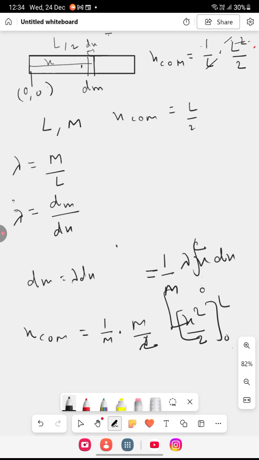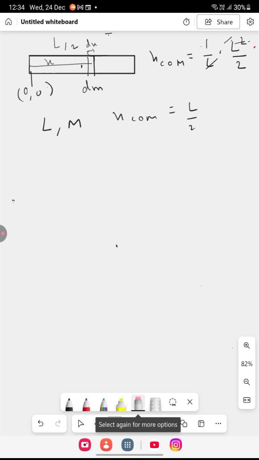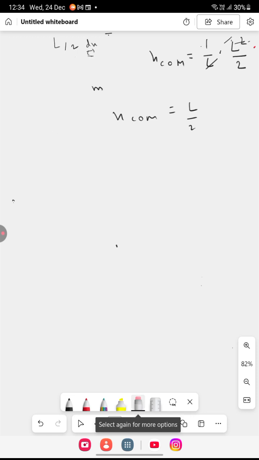Now we will move ahead and find the center of mass for another shape. Let's find the center of mass of a ring. Think about where the center of mass of a ring will be. You can imagine the point where the whole mass of the ring is concentrated.